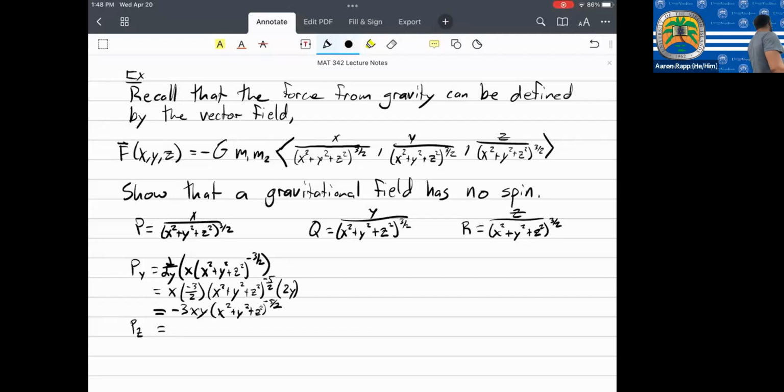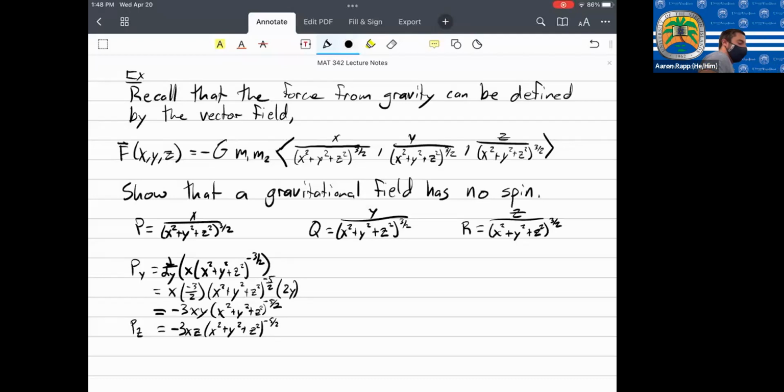So the only thing that would change from the partial with respect to y to the partial with respect to z is, instead of having a -3 times x times y, I'm going to have a -3 times x times z, times x squared plus y squared plus z squared to the -5/2.